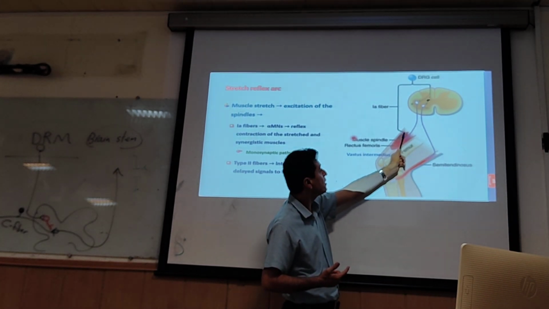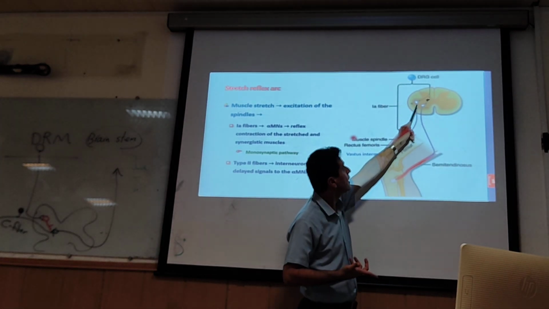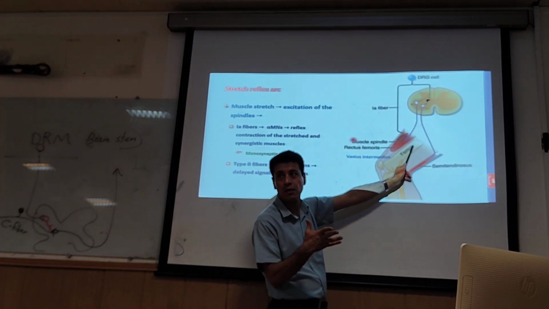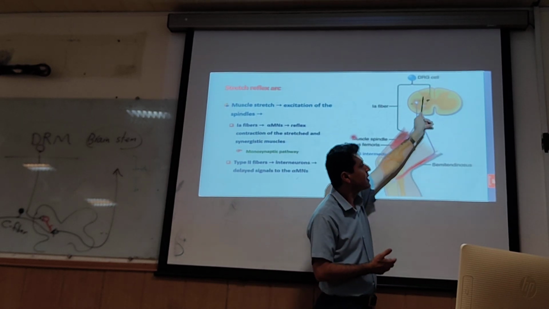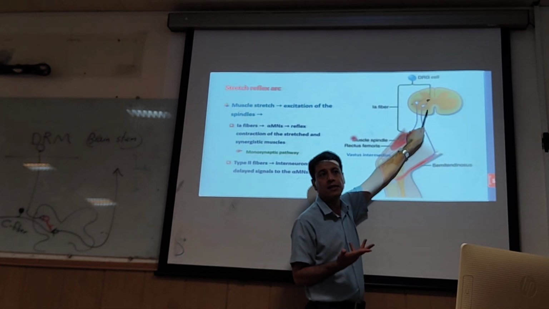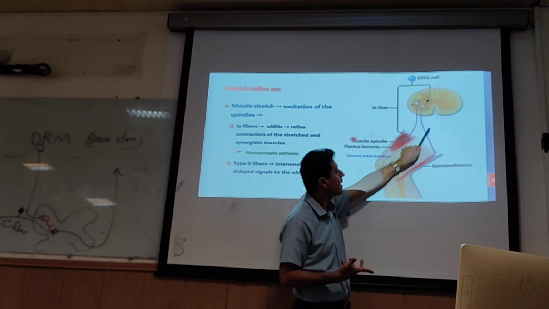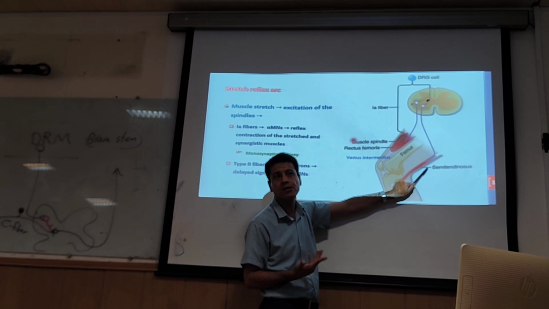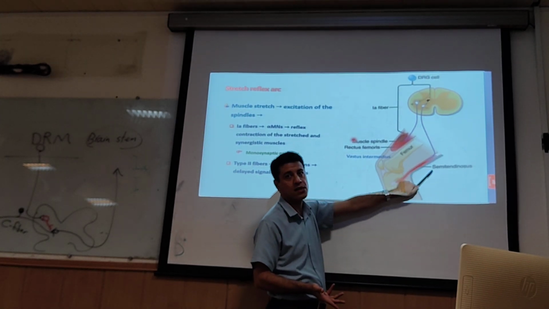Stretch of the muscle activates the spindle. 1A fiber action potential increases. It activates the alpha motor neuron. The alpha motor neuron causes contraction of the same muscle. Alright? So what happens next? The second branch activates an interneuron, which is inhibitory. It inhibits the alpha motor neuron that innervates the antagonistic muscle. So the antagonist muscle is relaxed. So we have contraction of the agonist and relaxation of the antagonist.